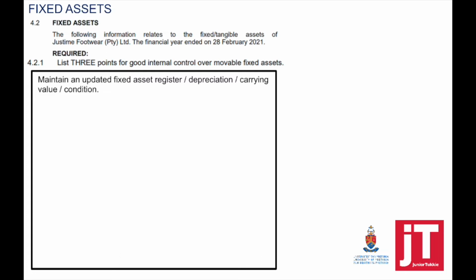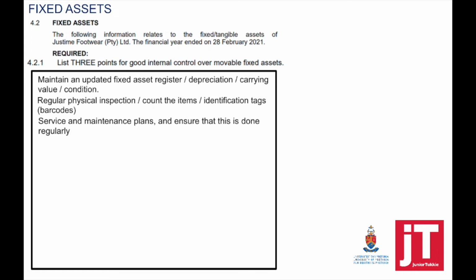Depreciation, carrying value, or the condition. Remember that a fixed asset register is an individual record of each one of our assets. Regular physical inspection, count the items, identification tags, in other words, barcodes, services and maintenance plans, and ensure that this is done on a regular basis. Insurance plan to cover any loss or damages caused by any accidents that may happen.